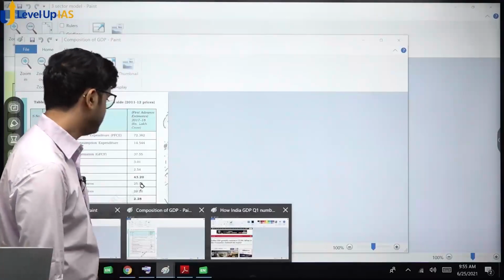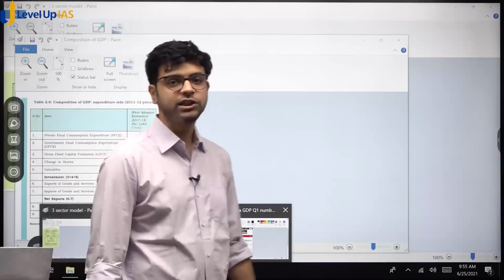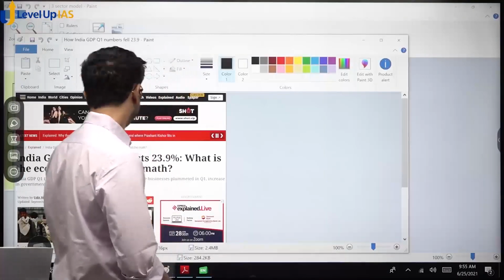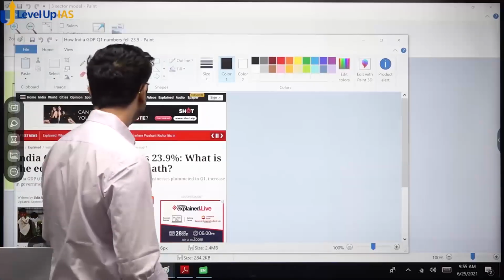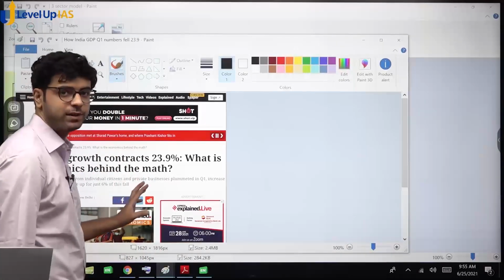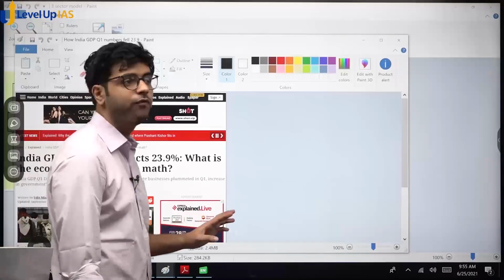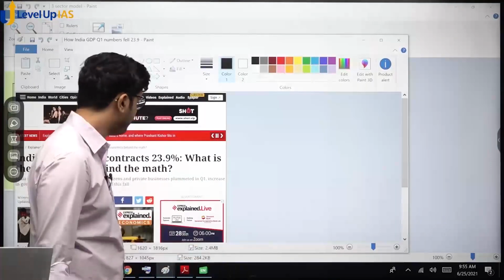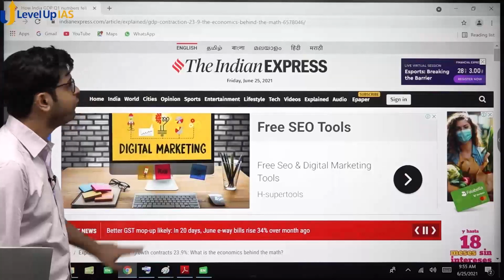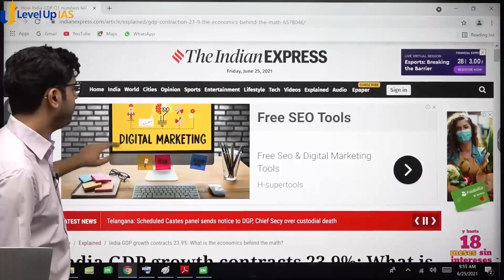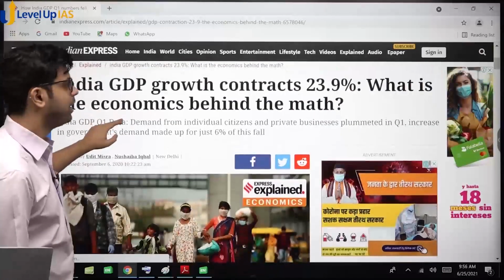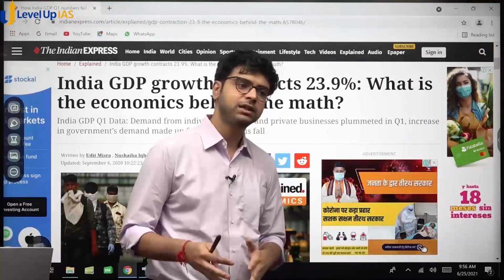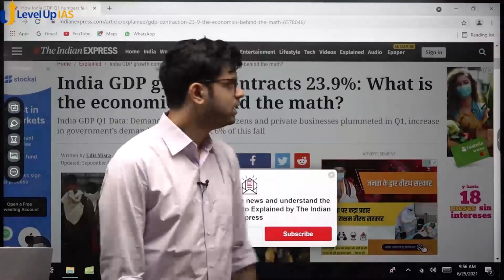Okay, let us try to achieve something unachievable. Let us pay our attention to this particular article. This is an article from Indian Express, when we saw that Q1 GDP fell by 23.9%, which was the highest ever fall because of COVID. I have opened that article here from Indian Express: India GDP growth contracts. So you tell me whether you are able to understand every word, every line of it. See, this is a very big article, but if you are able to understand, then your concepts on GDP are clear. Okay?